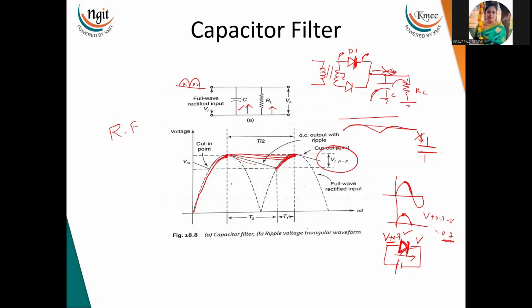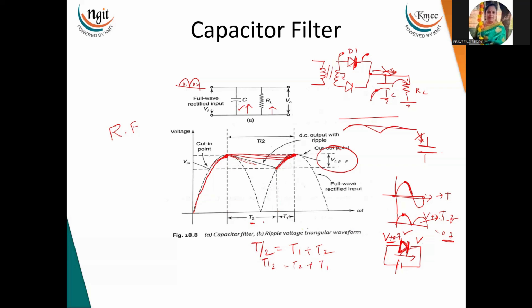Now here, T2 is the discharging time, and T1 is the charging time. So the total time, from here to the peak, is T by 2. This is the input. The total time period is T. In the full wave rectifier, the time period is T by 2, and this T by 2 is equal to T1 plus T2, that is, charging time plus discharging time. Or you can also write T by 2 as T2 plus T1.